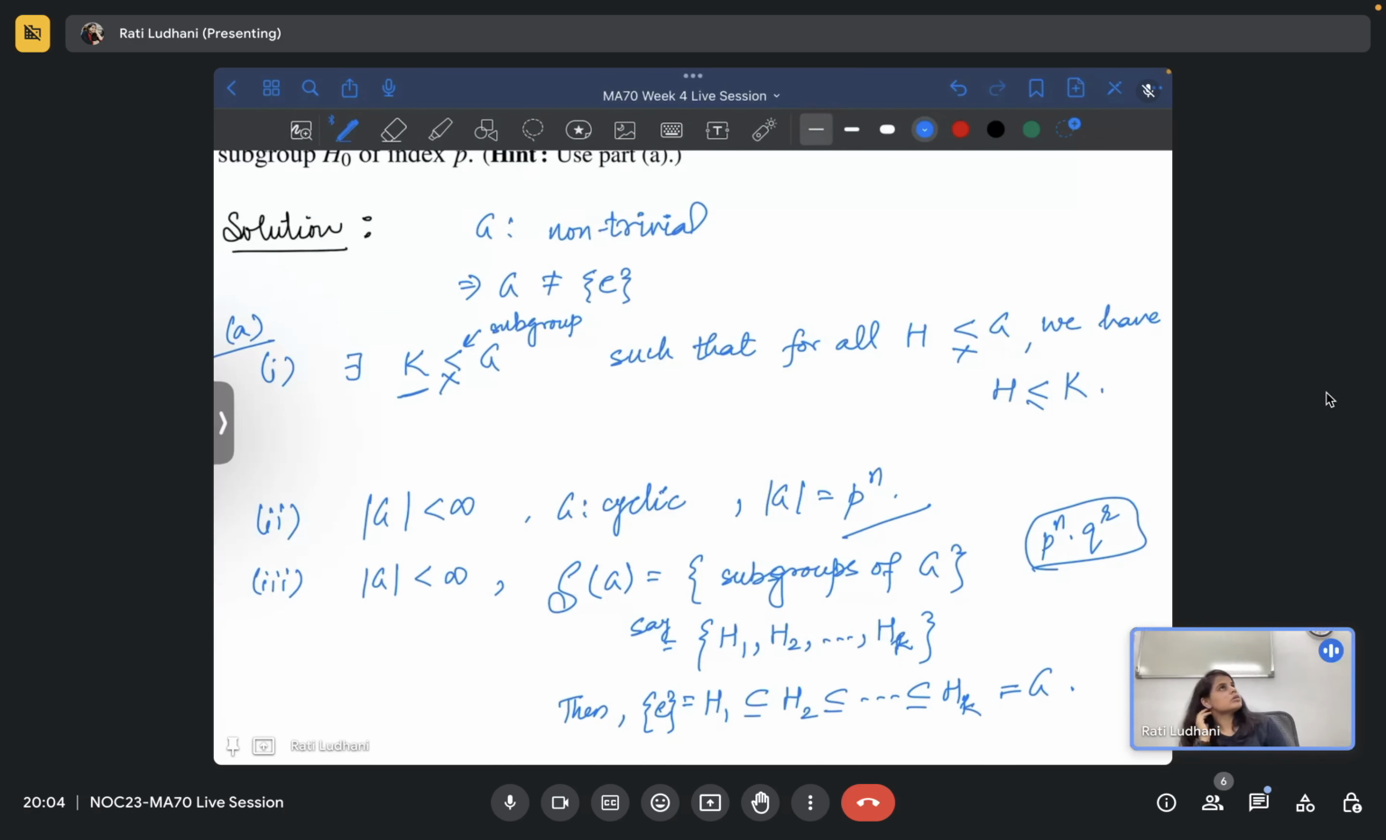So how will you say that this is cyclic? Every finite abelian group is cyclic. No. Z2 cross Z2. Oh, right.